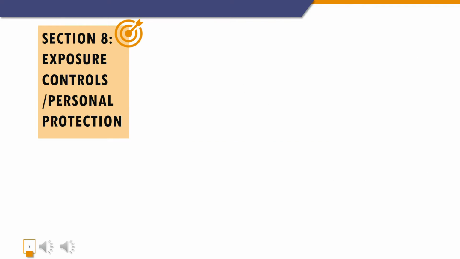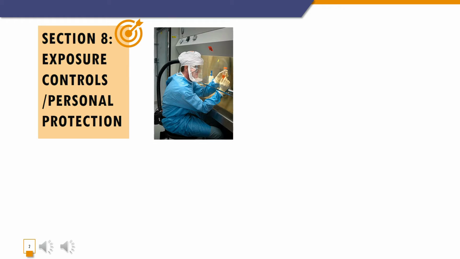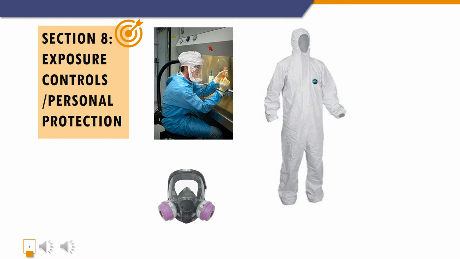Section 8, Exposure Controls and Personal Protection. Examples of exposure controls include appropriate engineering controls like biosafety cabinet and personal protective equipment like lab coat, glove and eye protection.